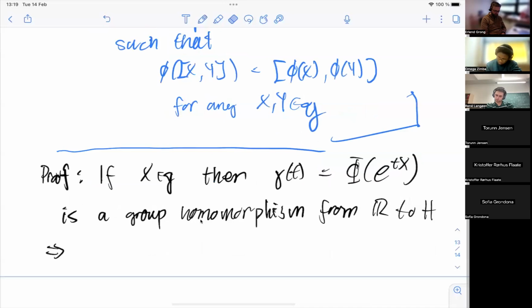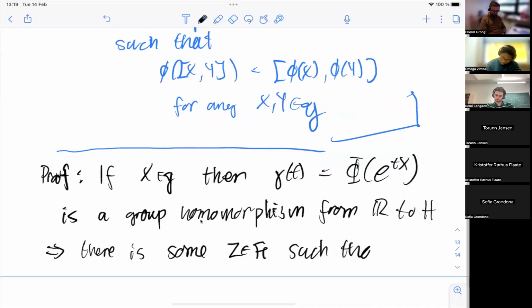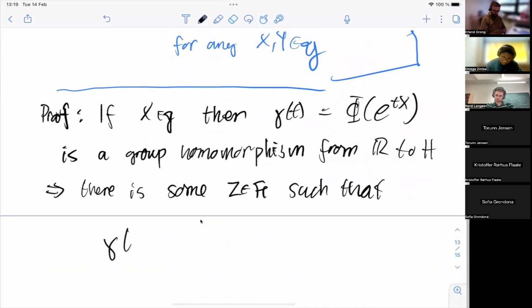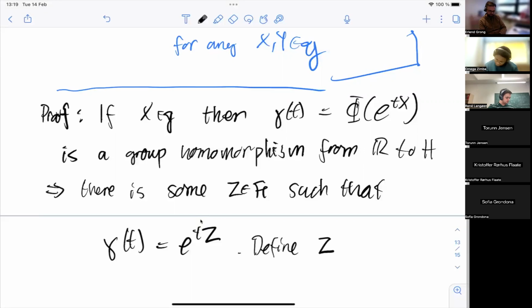which means there is some Z in the Lie algebra of H such that gamma of t is equal to e^{tZ}. Because I can combine a group homomorphism into the Lie group of G with a group homomorphism taking me from G to H, I now have a group homomorphism into H. All such group homomorphisms from the real numbers into H have to be the exponential of something, and that something is Z. And I use that to define Z as then phi of X from this notion.